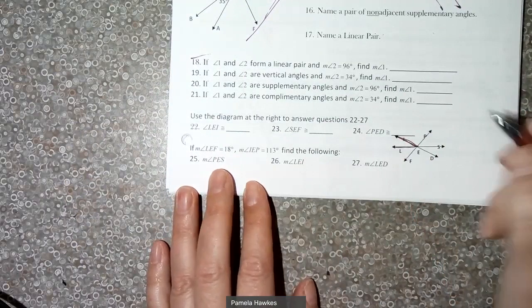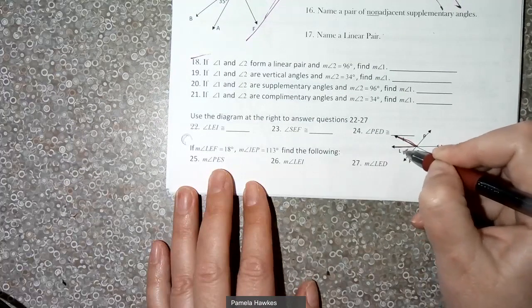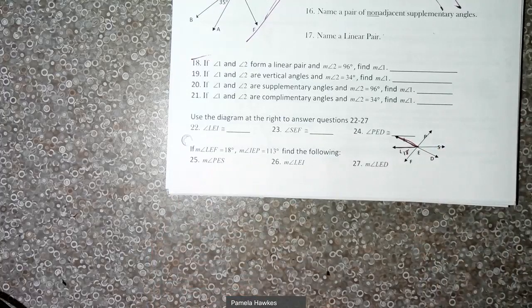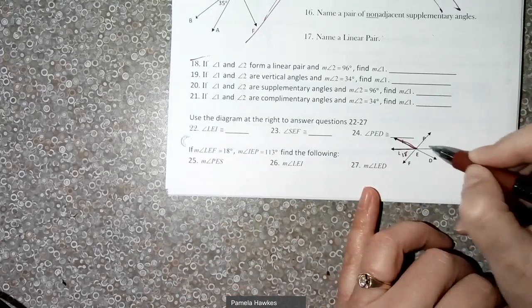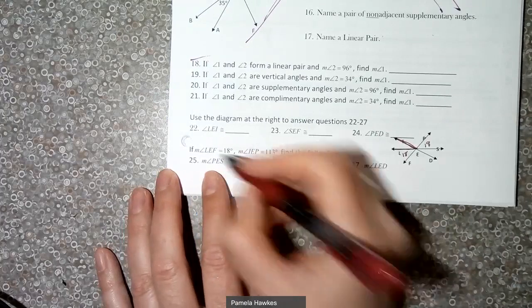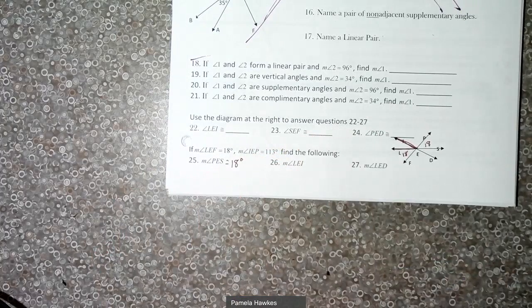Now, down here it says LEF. This one right here, LEF is 18 degrees. So if this one's 18 degrees, can you see another angle that's 18 degrees? What one? Say it. PES. PES. This one is also 18 degrees. So look down here. Measure of PES is 18. And that's our answer. Does that make sense? Any others?